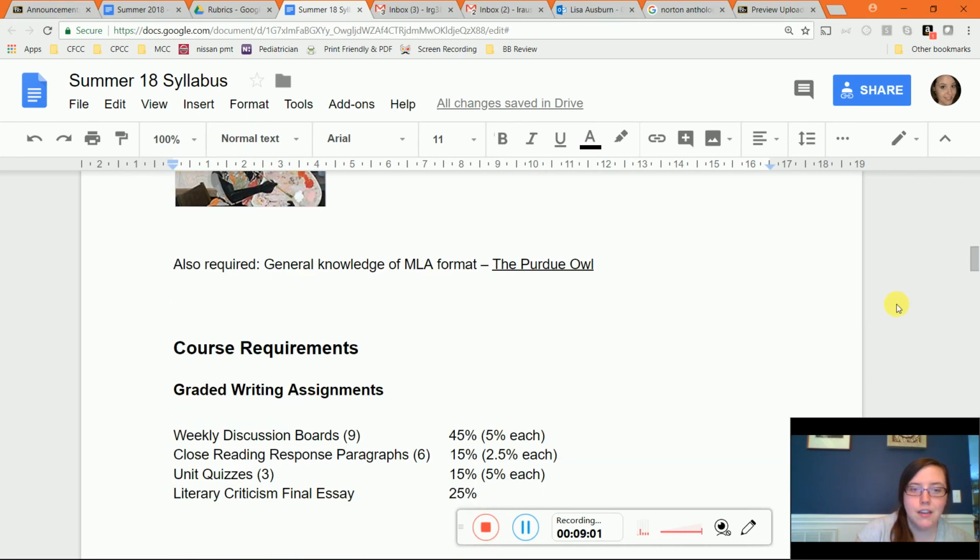What else do you need to know? General knowledge of MLA format. So I would just recommend the Purdue OWL. Now, if you just got out of 112, you may have some knowledge about MLA format. You might have a handbook or something like that that you can use as well.